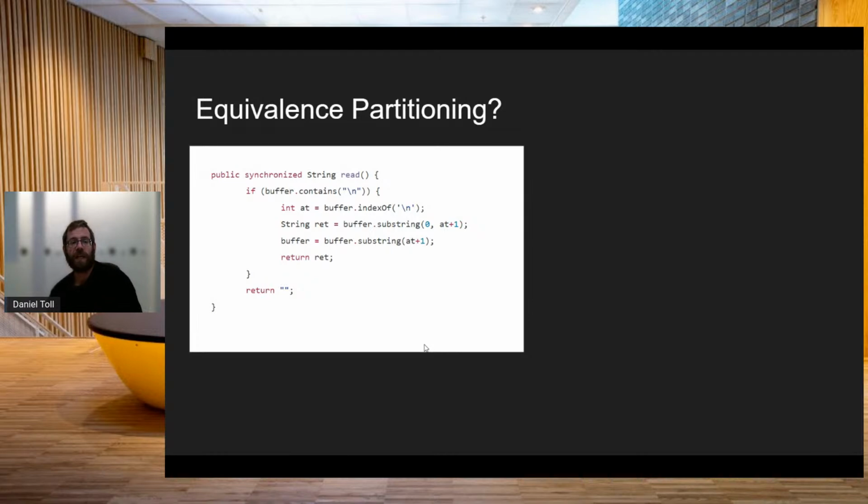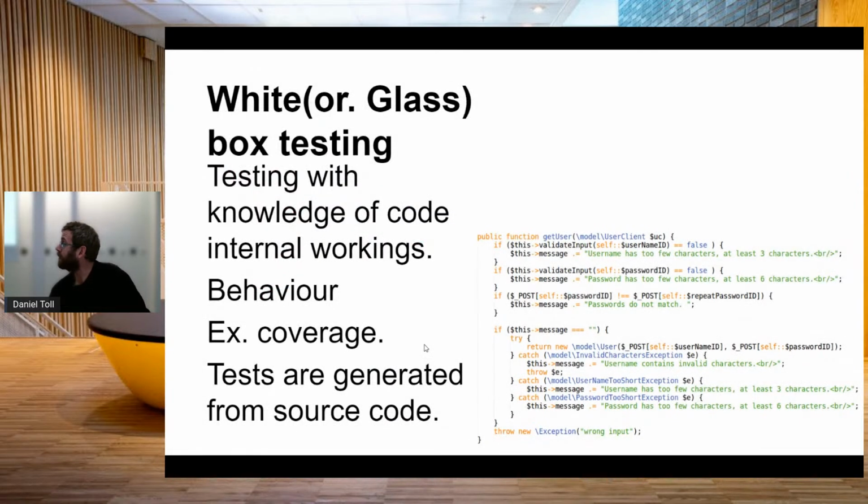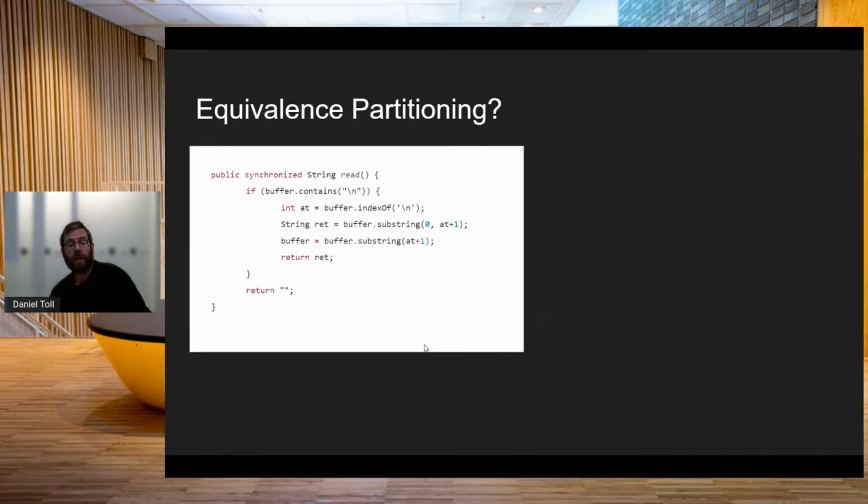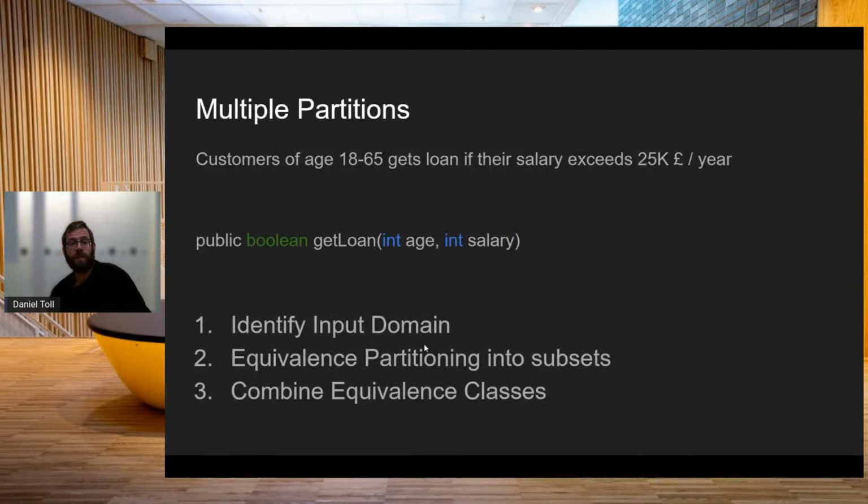So if it contains a \n, then that becomes one equivalence partition. If it does not, then we have the second return statement. So if I have knowledge about white box or glass box testing, if I have knowledge about the code's internal workings, of course, I can use that information in order to generate these partitions.